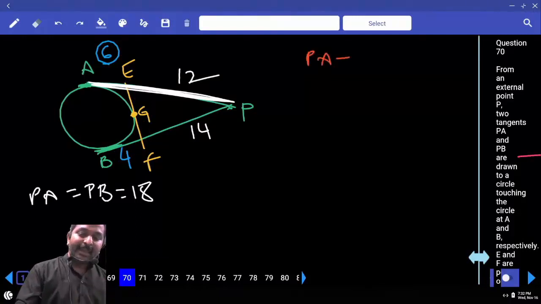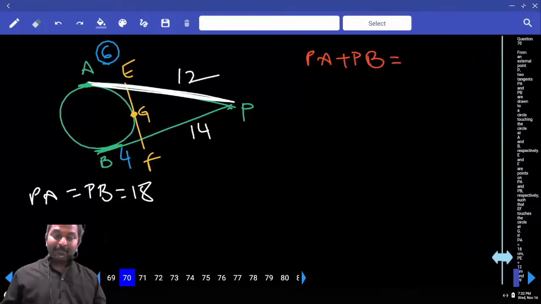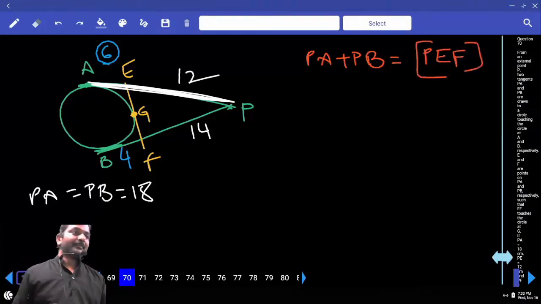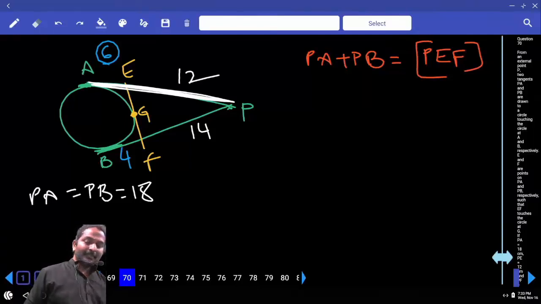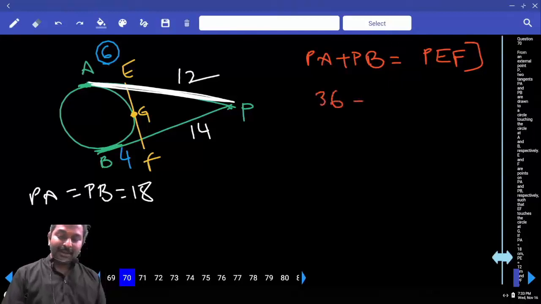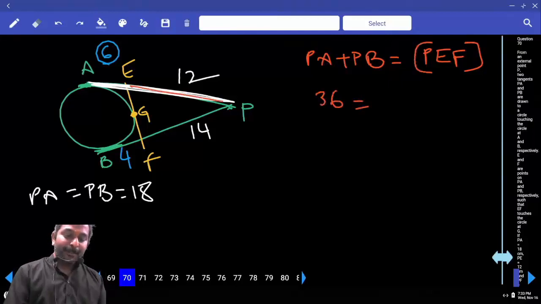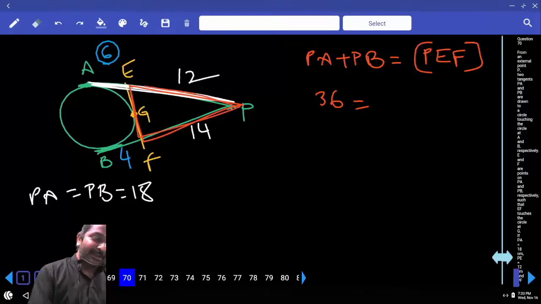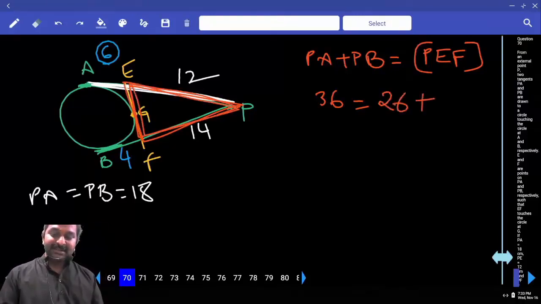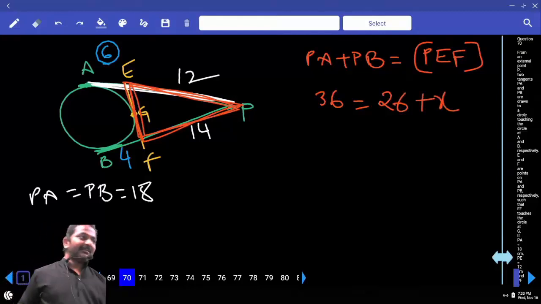The length of PA and PB must be equal to the perimeter of PEF. PA and PB, 18 each, so 36. PEF perimeter: already we have 12 and 14, right? 26 plus X. X is 10.